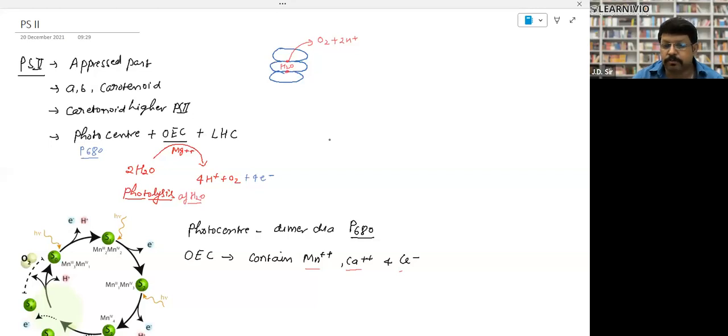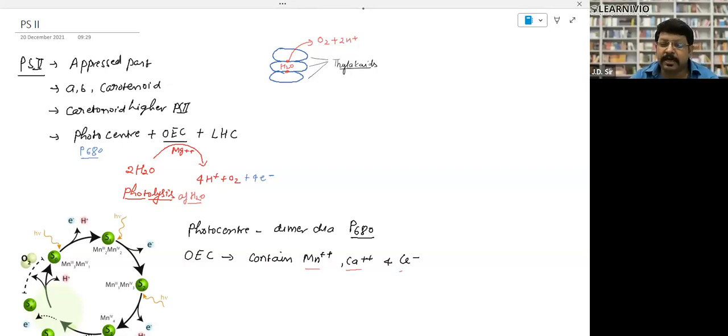This is basically the thylakoids. In thylakoids, those parts which are in contact with each other, where the surfaces touch each other and there is a common surface, are called the appressed part. And PS2 is found in the appressed part, as we have already discussed in detail in the last class.